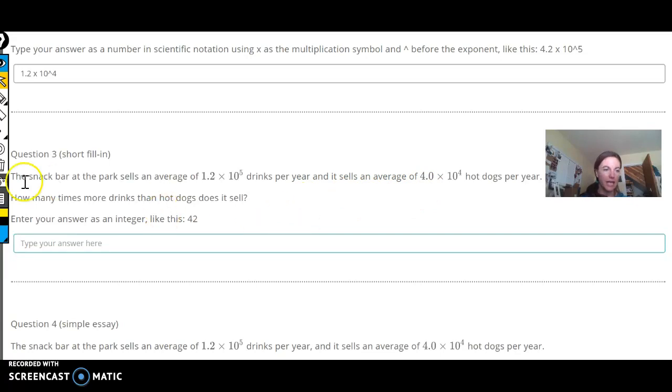So let's go ahead and steal a 10 and move it over here. If we move this here, then we can make that 12. So now suddenly I'm going to have 12 times 10 to the 4th divided by 4 times 10 to the 4th. Oh, lucky for us, those 10 to the 4ths are going to go away, and we just have 12 over 4, which is 3. So we know that there's 3 times as many drinks sold per year as there are hot dogs sold per year. That's one way to do it.